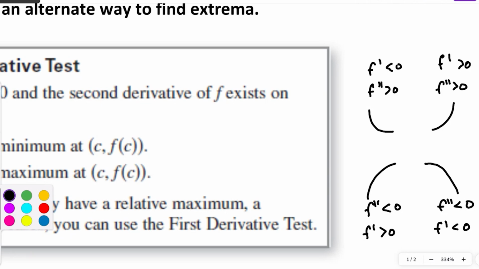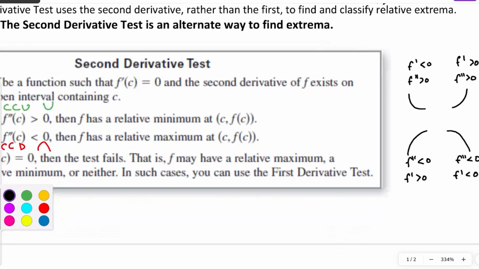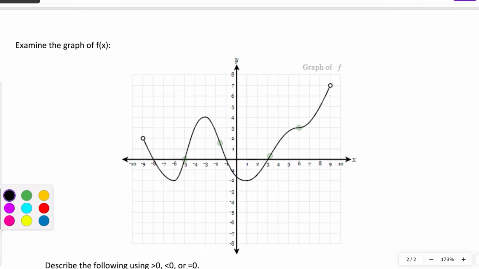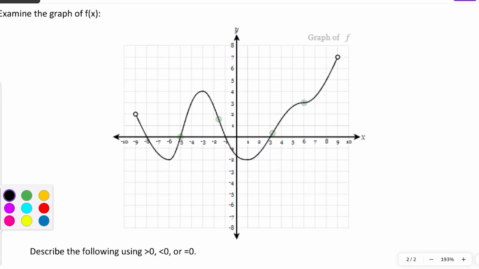Okay. I'm just getting warmed up here. All right, let's take a look at this graph. What I really want to do is break down f prime and f double prime. Okay, let's start with f. This is the graph of f.